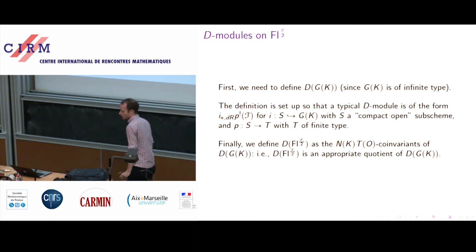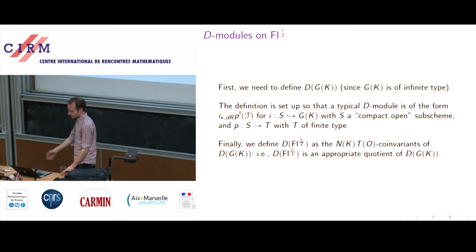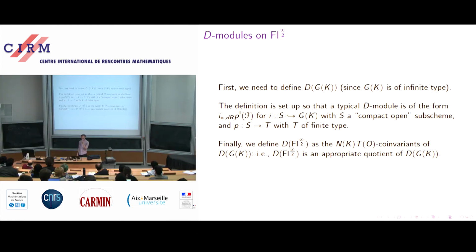So now we can take this category of D-modules on the semi-infinite flag variety to be, by definition, the coinvariant category for D of G(K). So some kind of smaller version of the Jacquet module or whatever. It's some quotient of D of G(K), where we quotient by those D-modules on the loop group that should push forward to 0 on the semi-infinite flag variety.